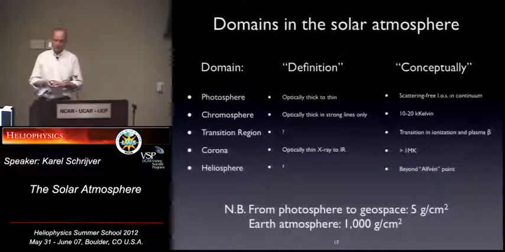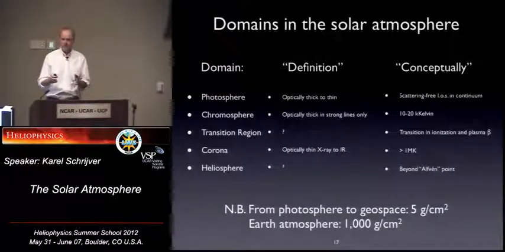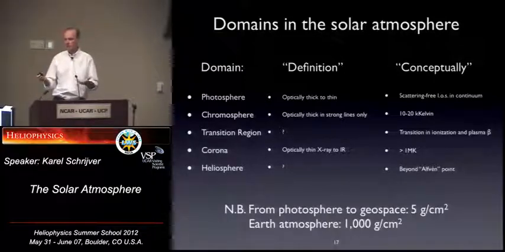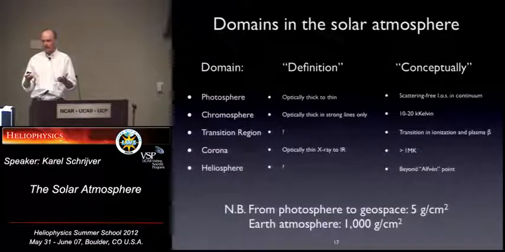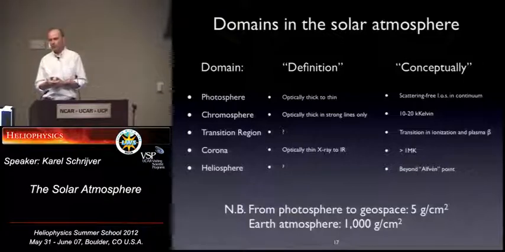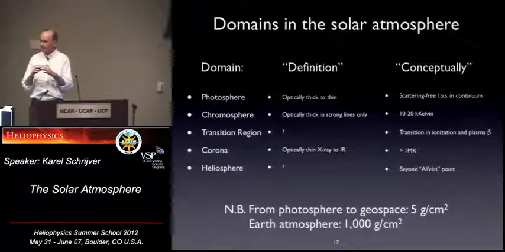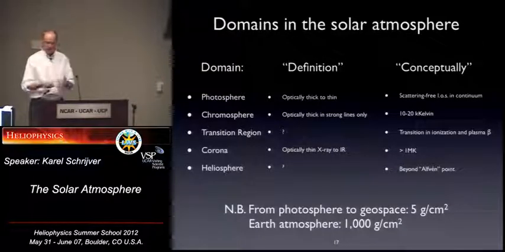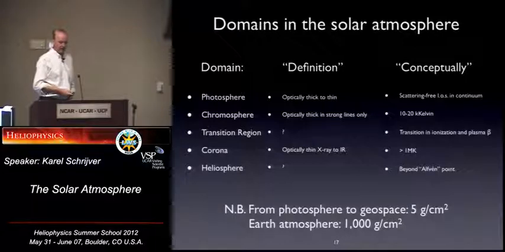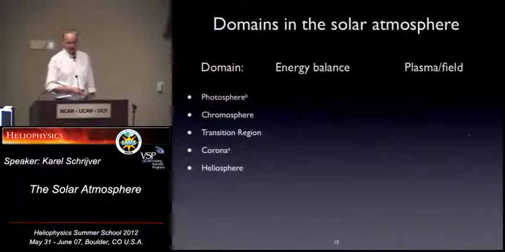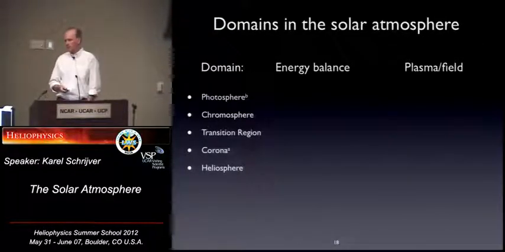So often you'll hear that the chromosphere is the domain that has something to do with 10 to 20,000 Kelvin, more or less. The corona is the domain that we'll call anything that is over about 1 million degrees. And roughly these definitions are corresponding to each other, but not quite. So you have to think about exactly how you define these terms.